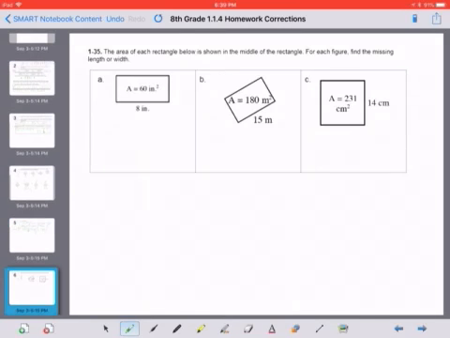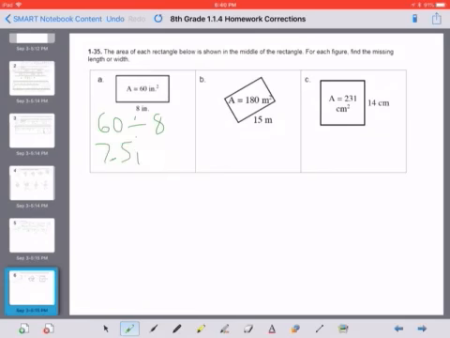The next problem is area of rectangles. So it says below is shown, in the middle of the rectangle is the area. For each figure, find the missing length or width. So to do this, I'm just using division. So I'm going to divide because it's the opposite of multiplication. And I know to find the area of a rectangle, I do base times height. So for A, I'm going to do 60 divided by 8 and get 7.5 inches.